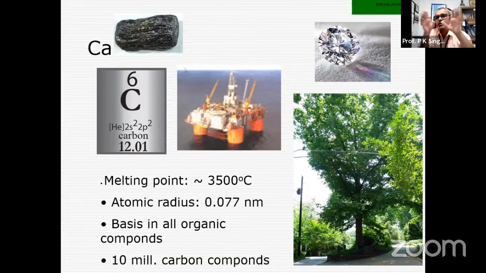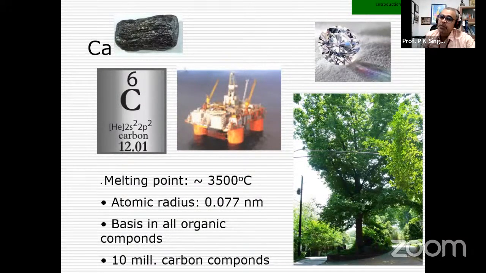From the chemistry point of view, I can say chemistry has two areas. Everybody knows organic and inorganic. So in organic, everything is related with carbon. So you cannot move without carbon. Everywhere you can find carbon. Its melting point, I have already mentioned here. Atomic radius people have already calculated. So nothing about that one. It's already, you can say, in the nanomaterial range. And it is the basis of all organic compounds.